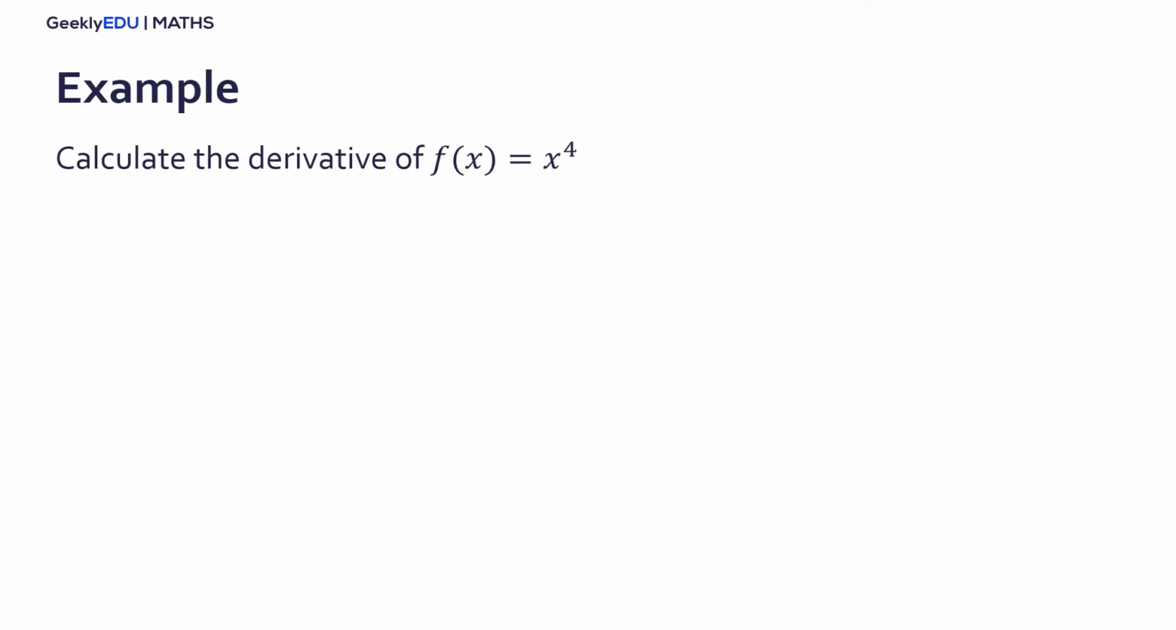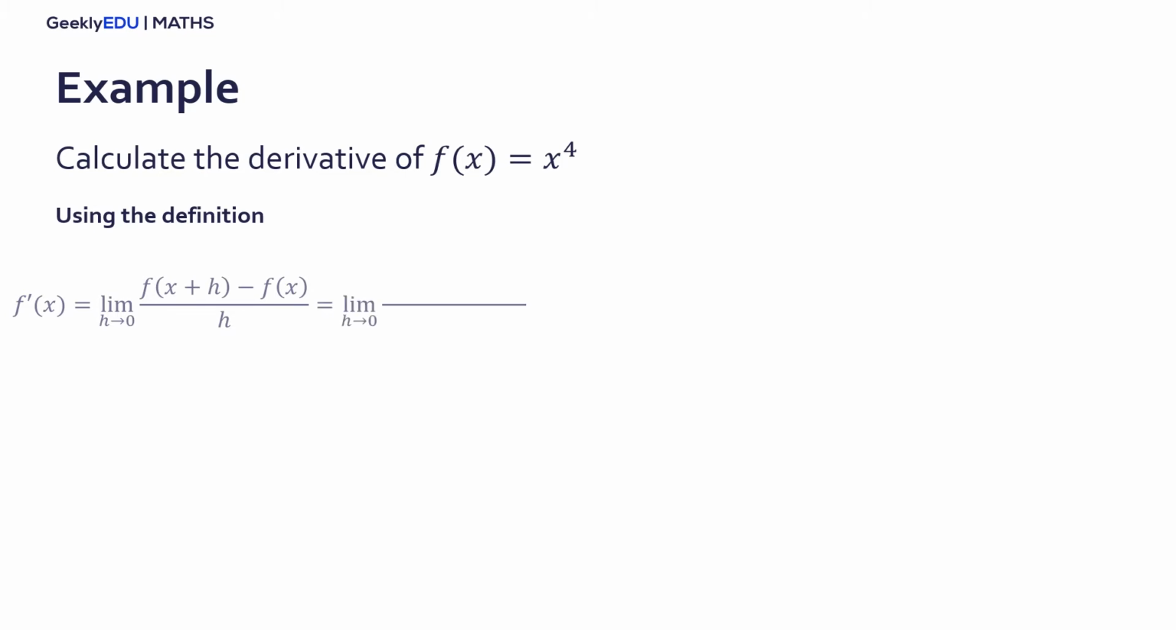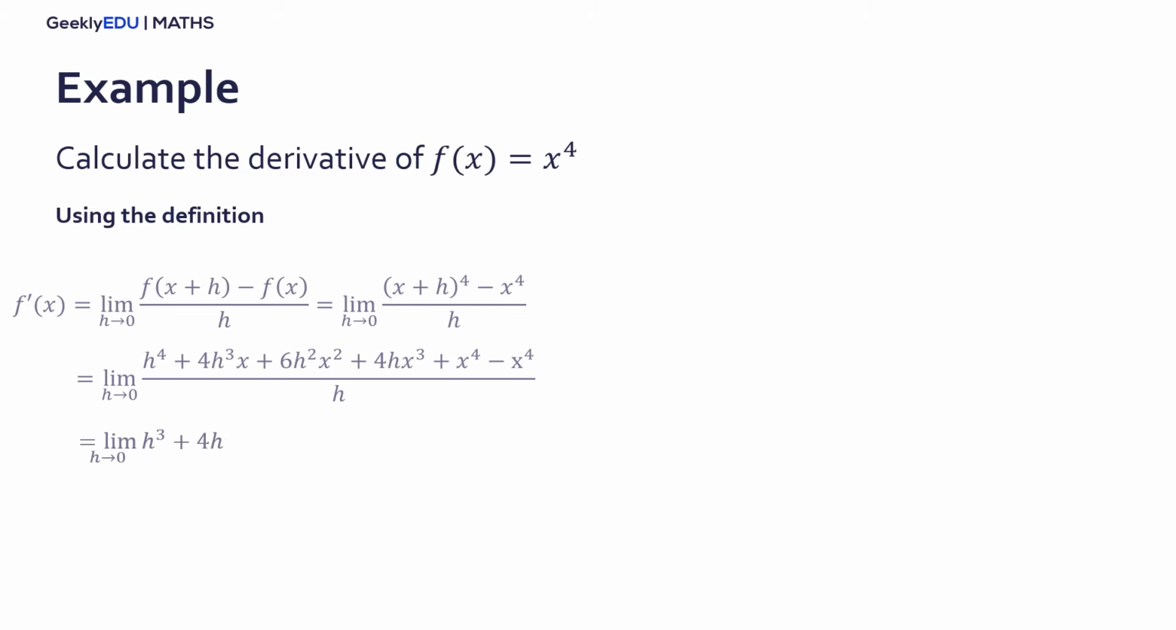Let's solve an exercise, obtaining the derivative of the function f(x) equal to x to the power 4. First, using the definition of the derivative, we have to substitute x plus h in the function and then expand the product. After that, we can simplify, and then calculate the limit when h tends to 0. Finally, we get that the derivative of the function is 4 times x cubed.